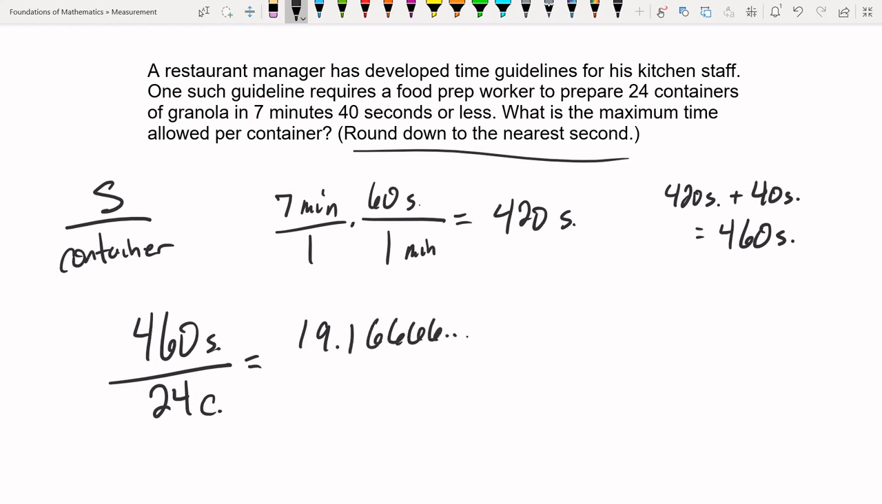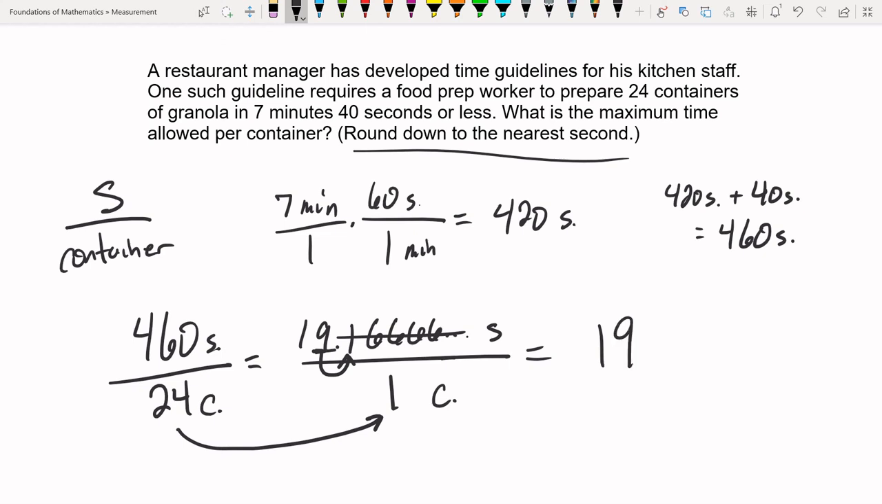19.16 repeating. This is going to be seconds per one container. When you do the division, what you're doing is you're actually changing this to 1 and then dividing this into this number there. So now we have 19.16666 repeating seconds per one container. It says round to the nearest second. That's just going to be this place here. We look at the next one. It is not 5 or greater, so we drop it. That's going to be 19 seconds per container. That's the maximum time allowed.